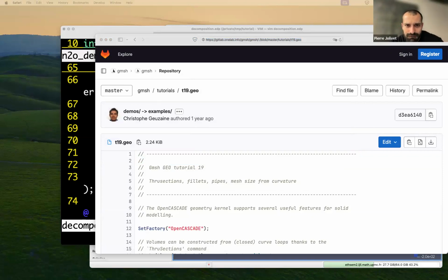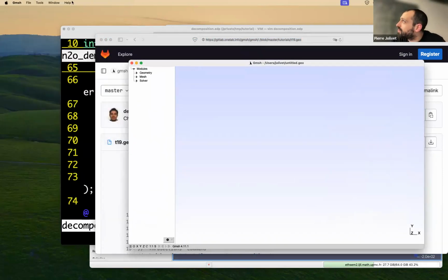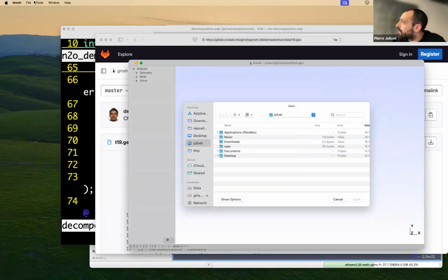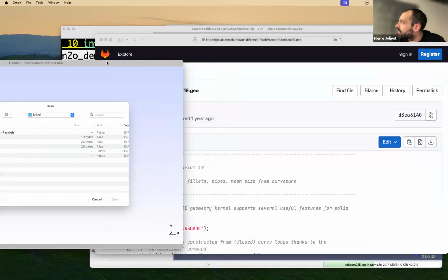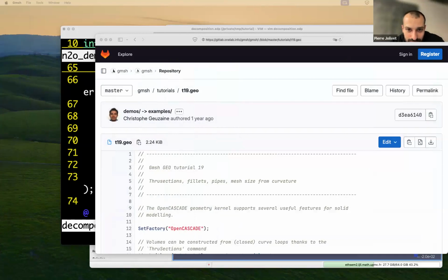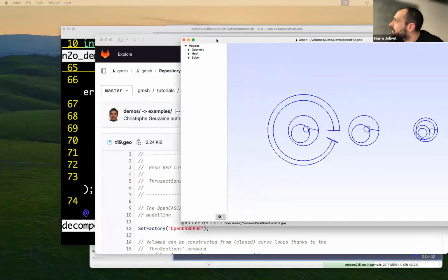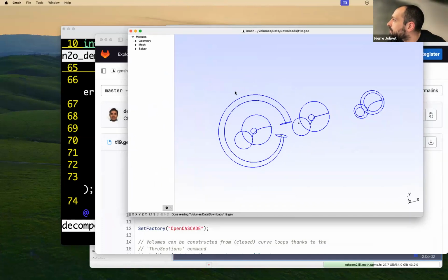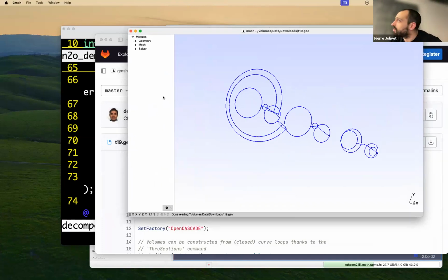Okay, so I've opened Gmesh. File, open. Okay, I'm doing this on the other screen because it's impossible to read, it's too small, so I'm doing it on my screen. Oula, oula. Je me suis peut-être lancé dans un truc un peu compliqué. Let's give it a go.